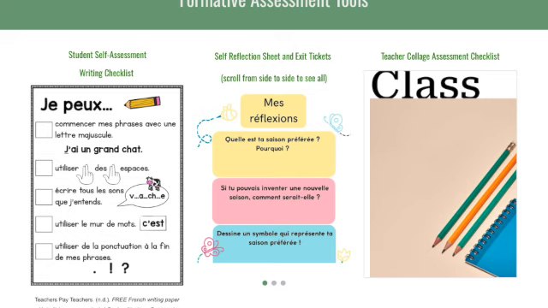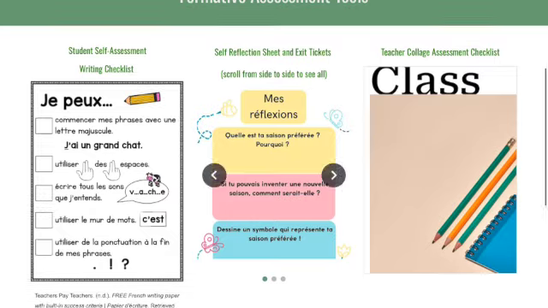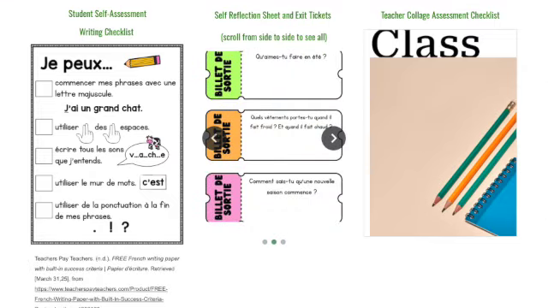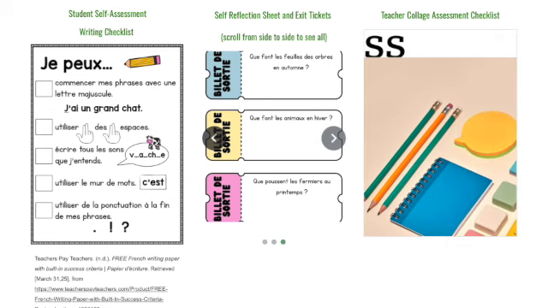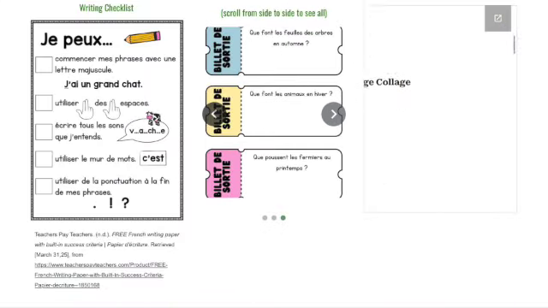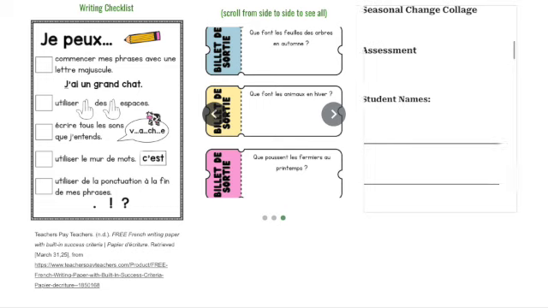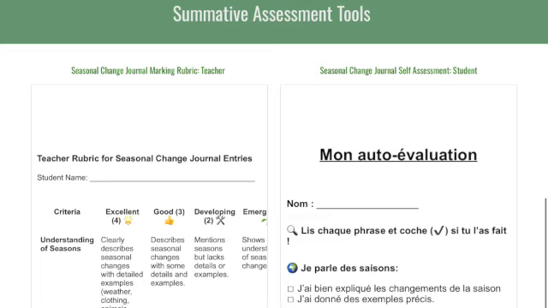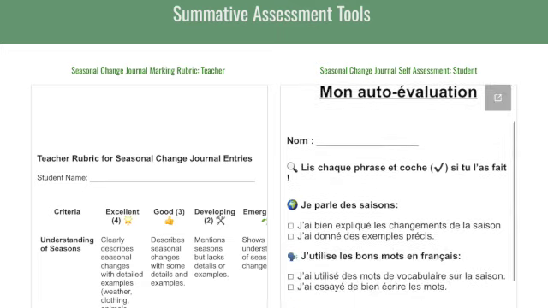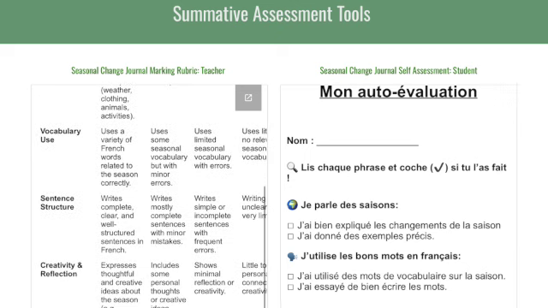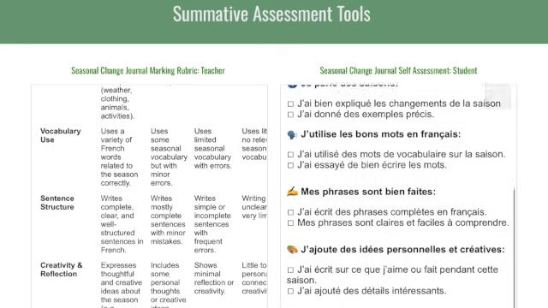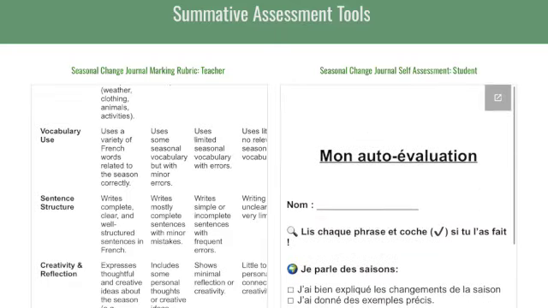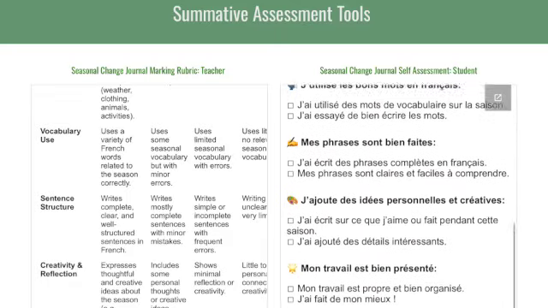I have also created a reflection page for the students with a couple of different exit ticket options. Finally, there is an assessment checklist for the teacher to take a peek at the student collage as a group project. Down below, you'll see the summative assessment tools that I've created. One is a rubric for the teacher. The other is a student checklist to help ensure that they've gotten all elements of their journal complete.